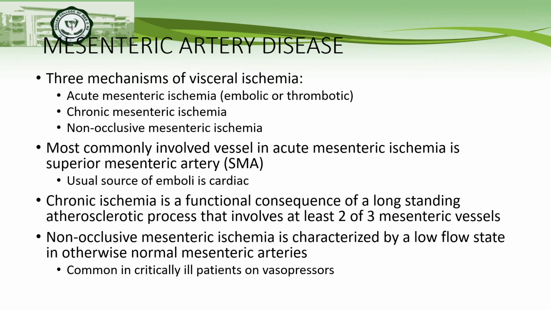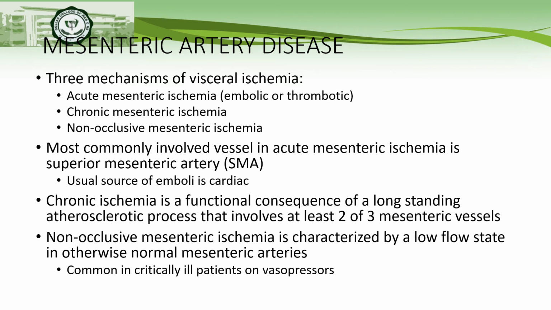Acute thrombosis occurs in patients with underlying mesenteric atherosclerosis, which typically involves the origin of the mesenteric arteries while sparing the collateral branches. In acute embolic mesenteric ischemia, the emboli typically originate from a cardiac source, and this frequently occurs in patients with atrial fibrillation or following myocardial infarction.